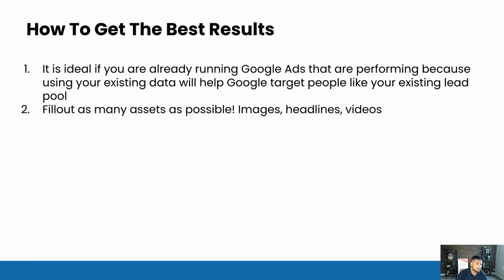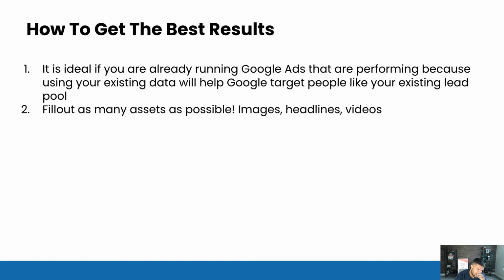So how do you get the best results out of these campaigns? It is ideal if you're already running Google Ads for the reason that I just talked about, because they're going to use your existing data to help target people or to target people that look like that data. And so they're just going to find you more of what you're already getting if you're having success with it. So that's one way to make sure you're getting the best results: first start with Google search, make sure you know what you're doing there, make sure the keywords are working. Once you're converting that traffic into paid cases, then you can start to run these types of campaigns.